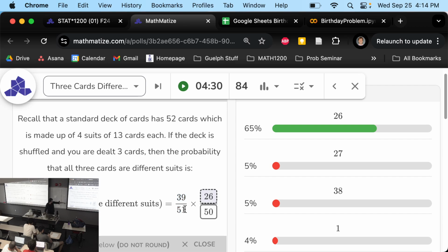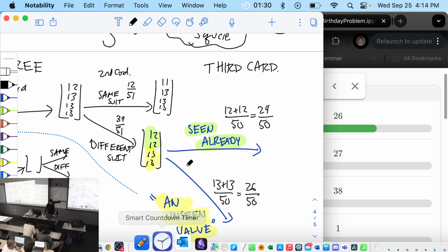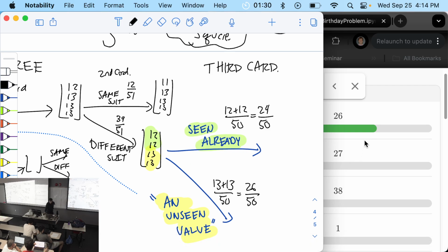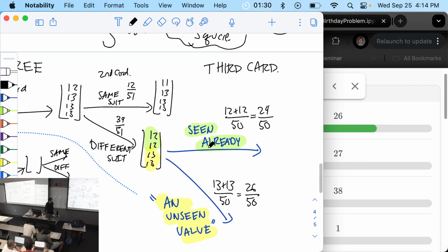And that's why the answer is this product, 39 out of 51. That's the first side of the branch. Then 26 out of 50 is the next branch we added. So I think close to 60% of people got that right. That's very good. Any questions or comments about this one?